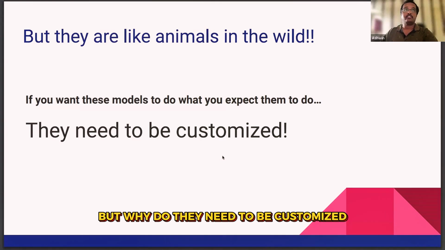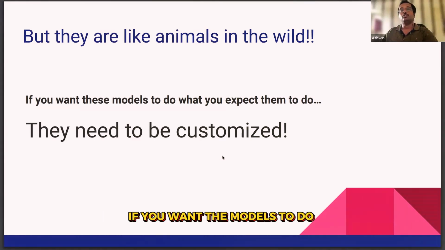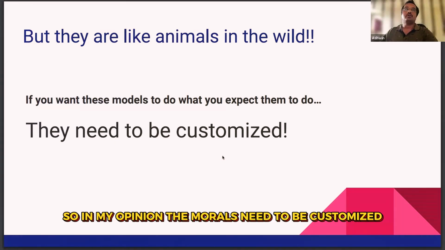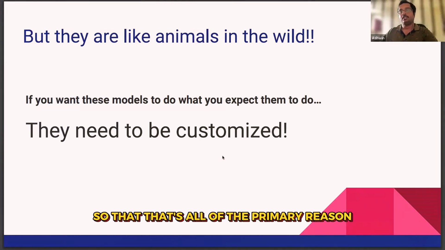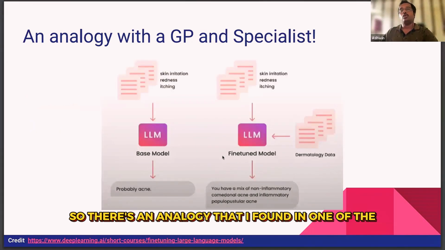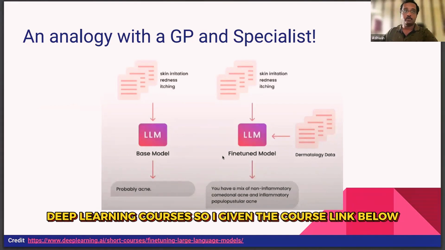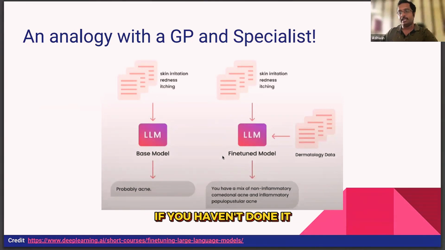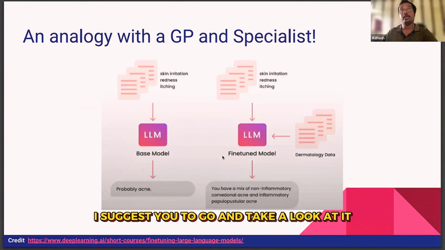But why do they need to be customized? If you want the models to do what we expect them to do in various parameters and various aspects, then in my opinion the models need to be customized. That's one of the primary reasons. There's an analogy that I found in one of the deep learning courses. I've given the course link below. It's a very nice course. If you haven't done it, I suggest you go and take a look at it.